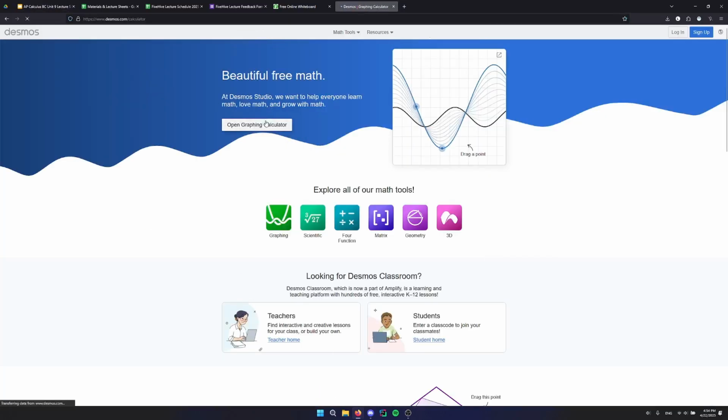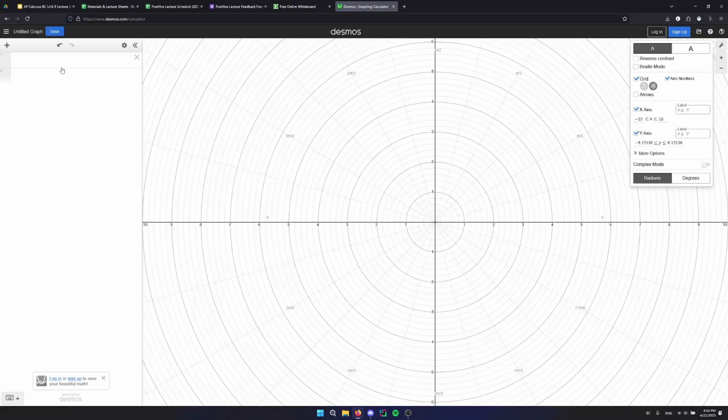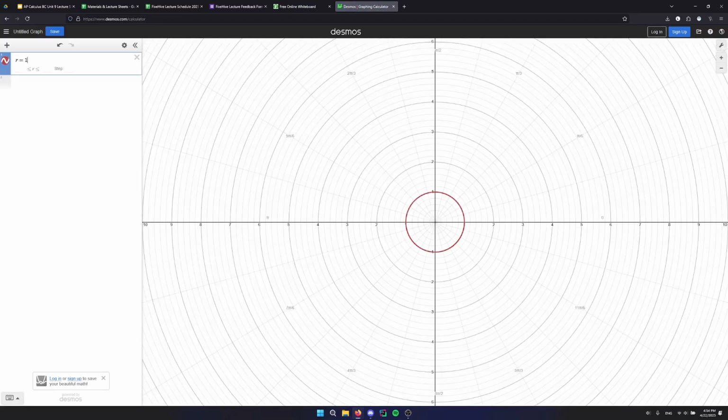So it's 1 plus cosine theta. Let me change to my polar form. So r equals 1 plus cosine of theta. I believe that's what it is. So we can see we have a limacon, I think that's how you pronounce it. And we want to find the area for one of these areas. So one complete loop.